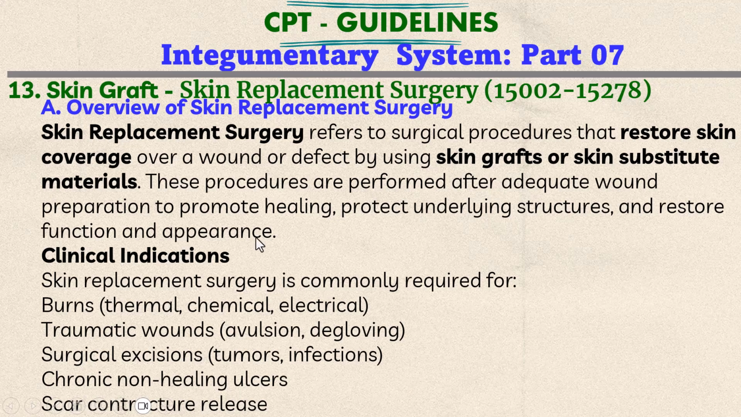So, the clinical indications for this skin replacement surgery are burns, that is thermal, chemical, or electrical, traumatic wounds such as avulsion and degloving, surgical excisions such as tumors or infections, chronic non-healing ulcers, and scar contracture release. So those kinds of things need skin replacement surgery.